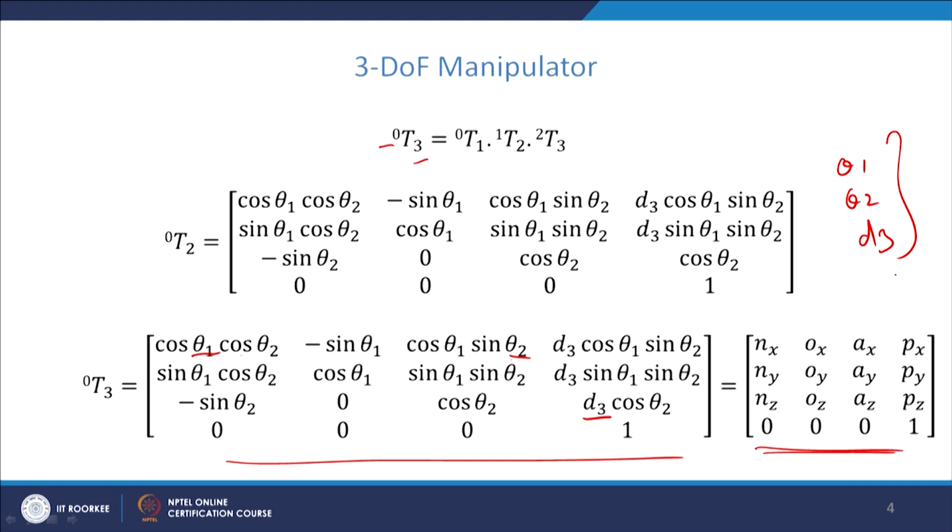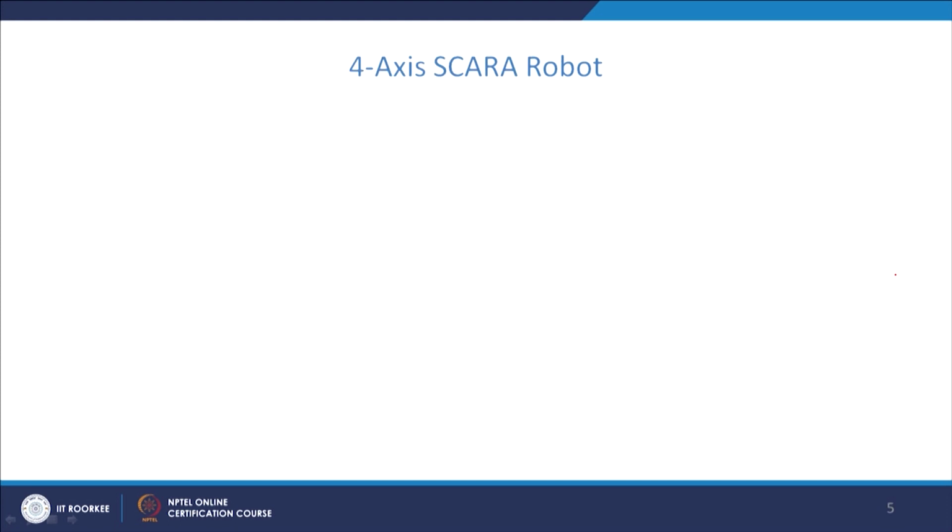So, solving this system of equations, we will get the inverse kinematic solution of the problem. That we will see in another lecture, how to solve the inverse kinematic problem for a given end effector position. So, now we will see another example for illustrating the DH parameters in more detail.